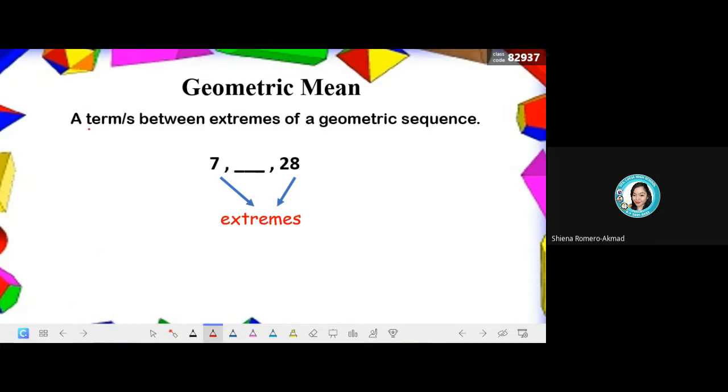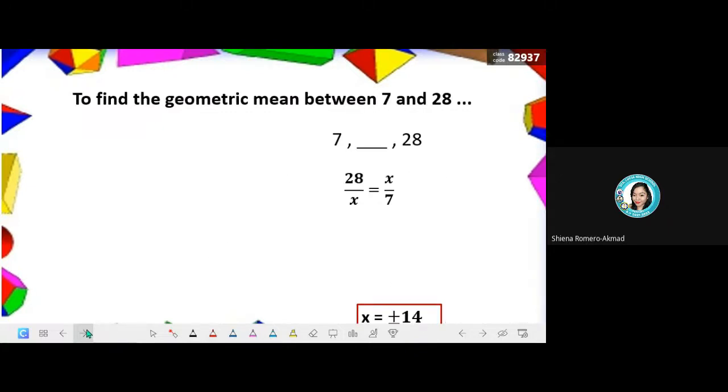So, the terms between the extremes. We call 7 and 28 the extremes of a geometric sequence. All you have to do is use the relationship. So 28 divided by x equals x divided by 7. The reverse also works, like what I did earlier when I put the second term first: x divided by 7 equals 28 divided by x. This is also the same.